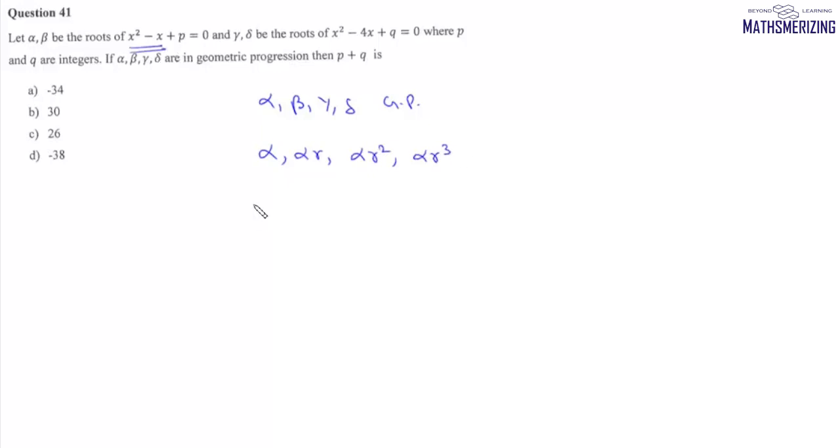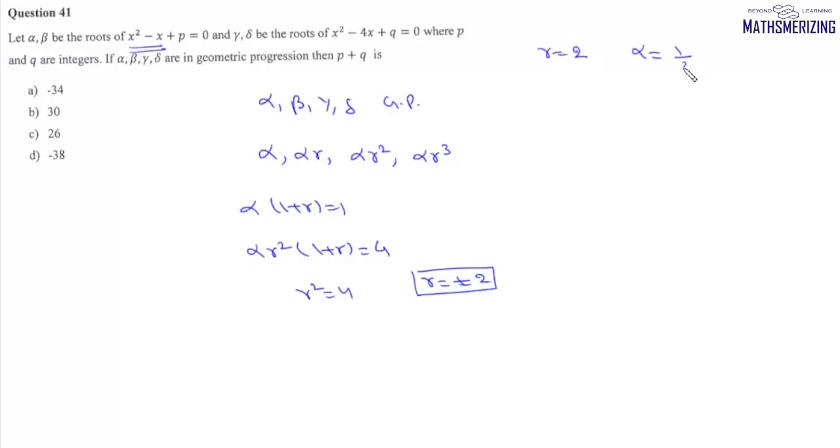Now for this first one, sum of roots, which is alpha times 1 plus r, is equal to 1. And for the second equation, alpha r square times 1 plus r, and this value is equal to 4. So if we divide it, we can write r square equals 4. Then the value of r is simply plus or minus 2. Now we'll take r as 2, then we'll get alpha as 1 by 3. Then the roots are 1 by 3, 2 by 3, 4 by 3 and 8 by 3.